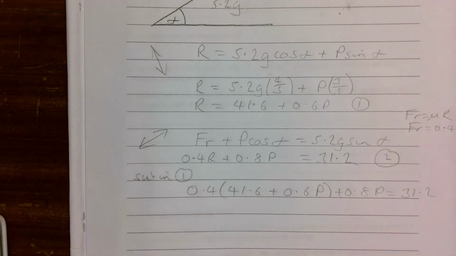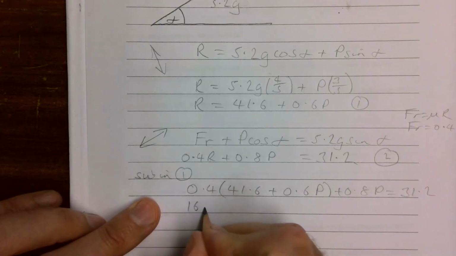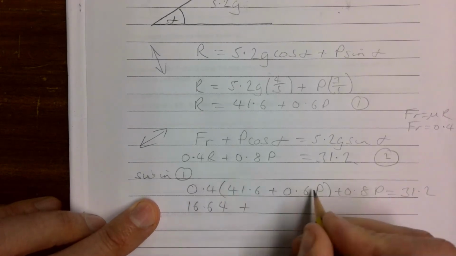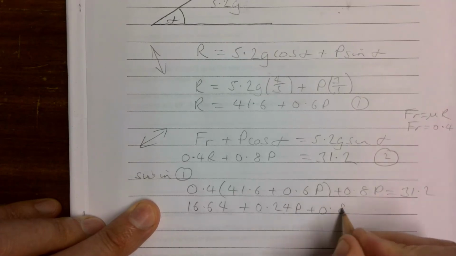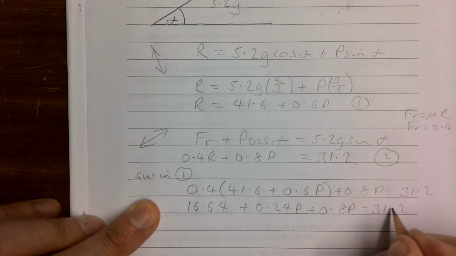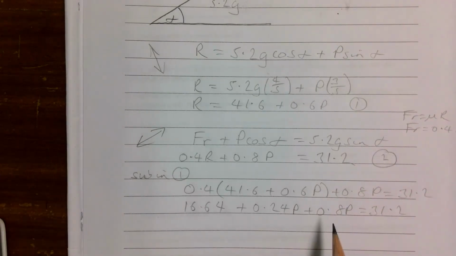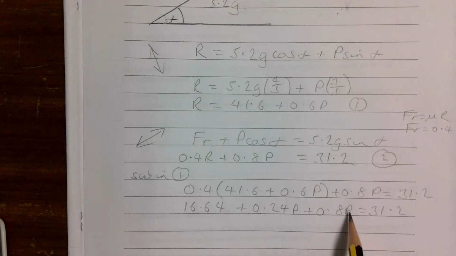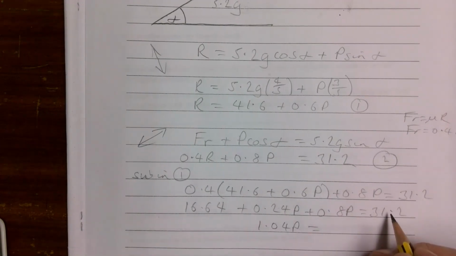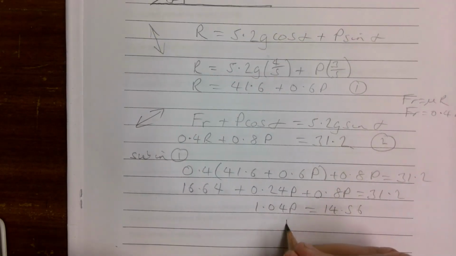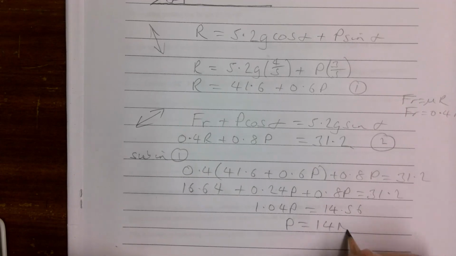0.4 times 41.6, I don't know what that is. 16.64. 0.6 times 0.4 gives me 0.24P plus 0.8P is 31.2. This is a slightly more complicated looking year 8 problem, but join together like terms, this one and this one. So I get 1.04P, and then take this over to this and take it away, and I get 14.56. And excitingly enough, we get P is 14 newtons.